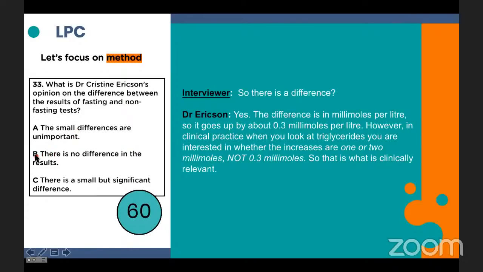Okay. She does not say there's no difference. And she does not say there is a small but significant difference. That's the opposite. That's directly contradictory. She says there's a small insignificant difference. So the answer was C, C, and A.